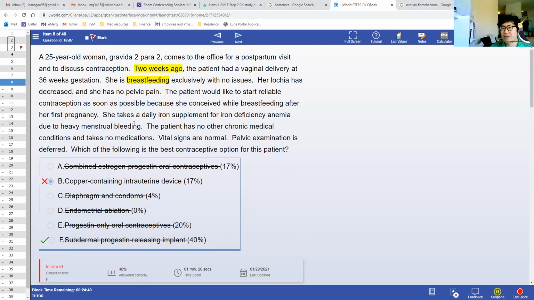Oh, I forgot. I kind of skimmed over this part. She takes a daily iron supplement for IDA and due to heavy menstrual bleeding. And in these cases, you cannot give a woman copper IUDs, they tend to make menstrual bleeding worse. So I guess that's a contraindication. I skipped right over that when I was reading the question.